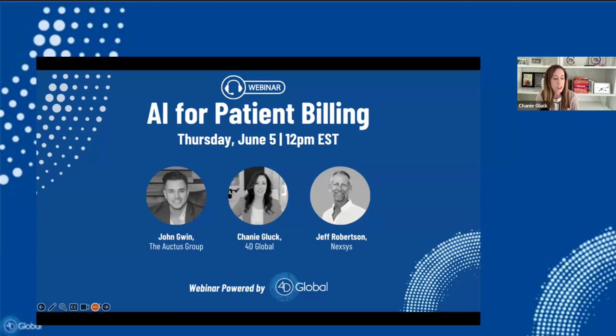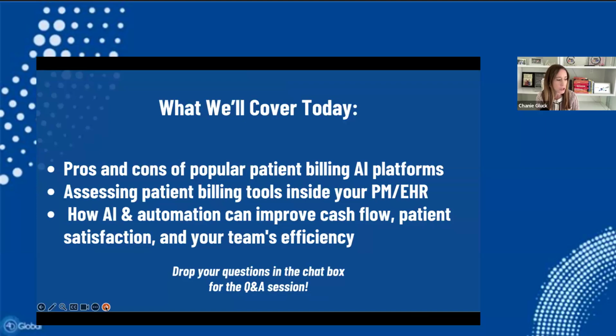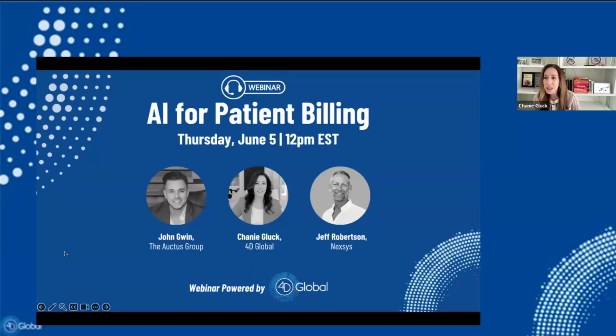We want these webinars to be as practical and useful as possible, which is why we invite actual users and not vendors to this conversation. That being said, I'm excited to introduce our two panelists, Gwin and Jeff Robertson. Welcome, guys. Just a little intro to both of you before we start. John is the founder and CEO of Auctus Group. It's an RCM for aesthetic practices with a focus on technology. John serves as an advisor in the RCM tech space, and is a valuable contributor to our RCM Tech Forum. John is also the vice chair of the Innovations Committee for the HBMA.